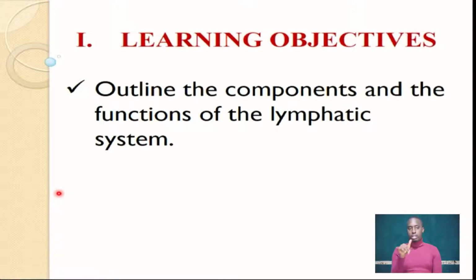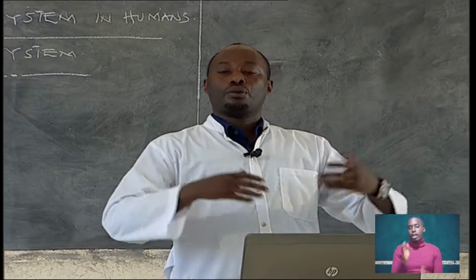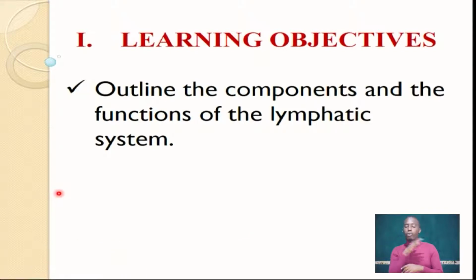What are the major components of the lymphatic system? And what are the functions of the lymphatic system? When we talk about the circulatory system and the lymphatic system, both of them work together to transport nutrients and remove wastes, or toxins, from our body, and also remove excess water from our body. The lymphatic system can do that function too.